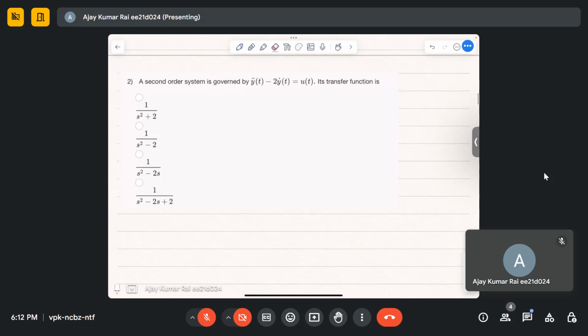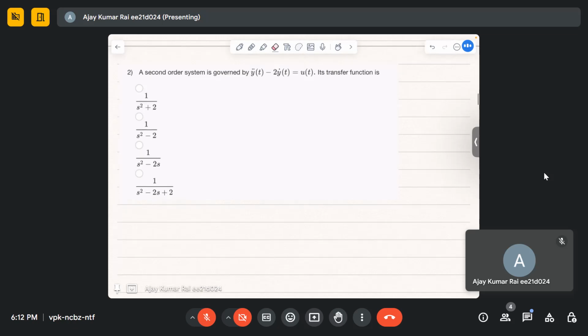Look at this question. A second order system is governed by this equation; its transfer function is. All these questions are assignment questions that were given to the previous batch of this control systems course, so that's why I'm covering them. They are very simple questions. You just have to find the transfer function.